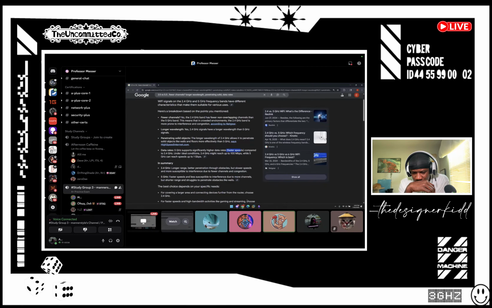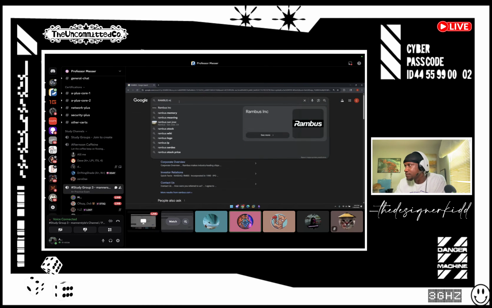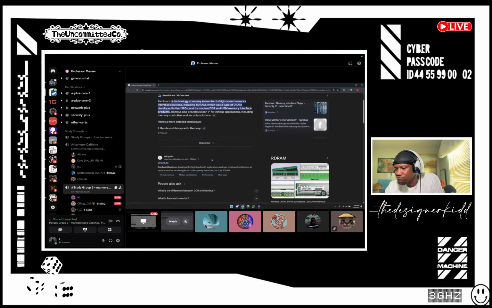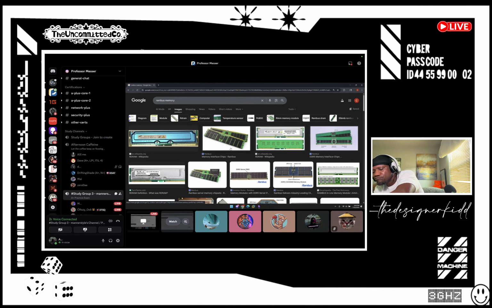I don't know what the other two are, but yeah, I know what that is. Rambus Memory. A technology company known for its high-speed memory interface solution. RDRAM. I guess it's just a type of RAM. Rambus is a manufacturer. Okay. Oh, it's like the basic RAM sticks you get when you buy a computer.